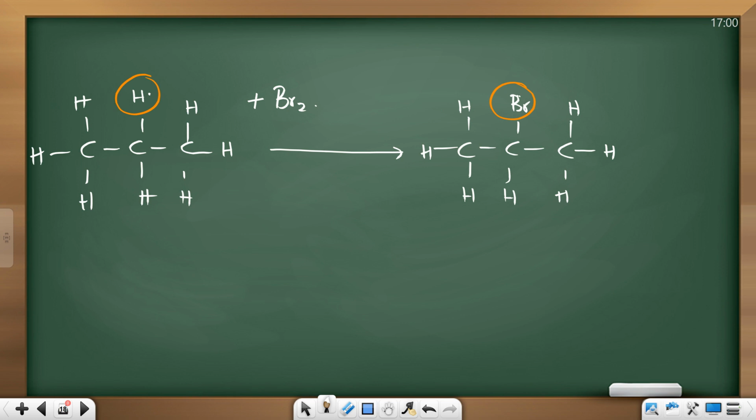Br2. So your Br2, check, it's Br and Br. Do you see that this is going to take the place of that? And this would come back and take the place of this one. What are you going to have? Plus what? HBr. Do the math. Is that making sense?